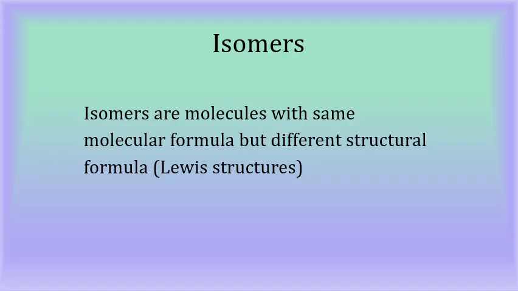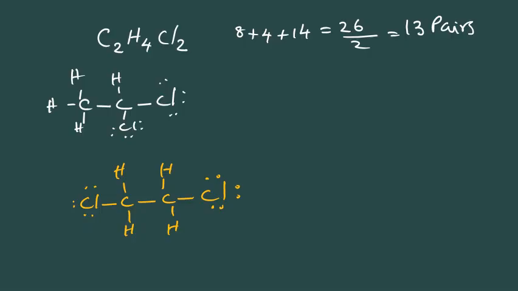So the definition is: isomers are molecules with the same molecular formula but different Lewis dot structure or structural formula. That means they are different molecules. Here is another example. In this case, carbon 1, carbon 2, so there are 2 carbon atoms here and 4 hydrogen: 1, 2, 3, 4 hydrogen and 2 chlorine, 1, 2 chlorine. You can count the number of valence electrons: 13 pairs. Here 13 pairs you can see, and it can also be arranged in a different way.